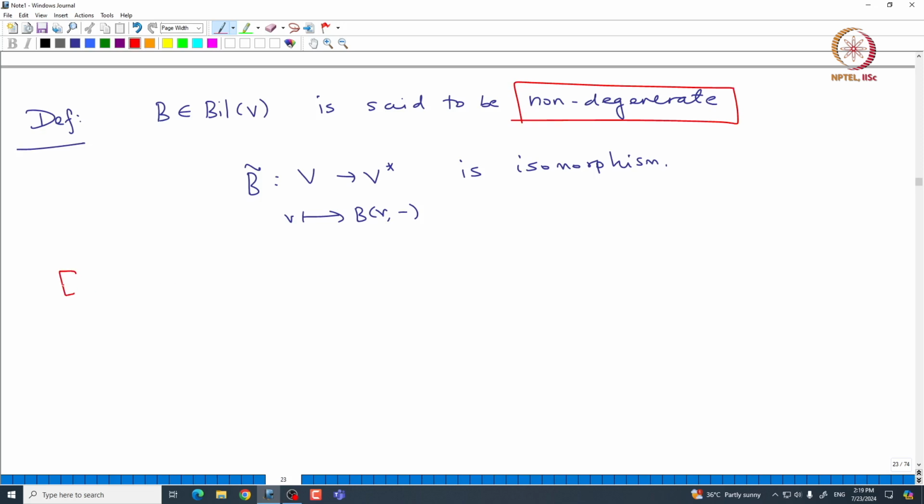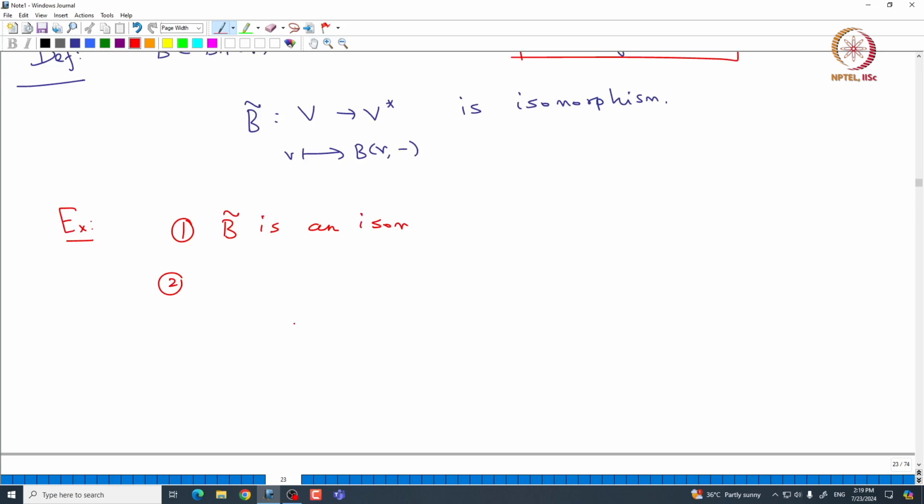For example, one can prove that B tilde being an isomorphism is the same as saying that there is no nonzero element killed by applying B(v, ·). That is, B(v, w) is 0 for all w in V implies that v is 0. It is indeed if and only if, so these statements are equivalent.